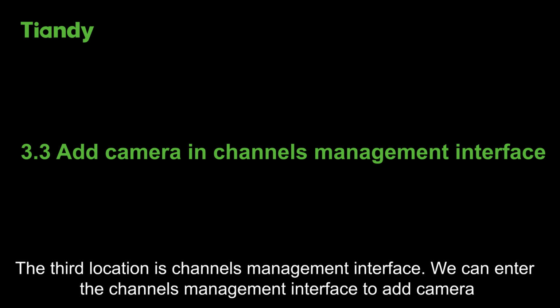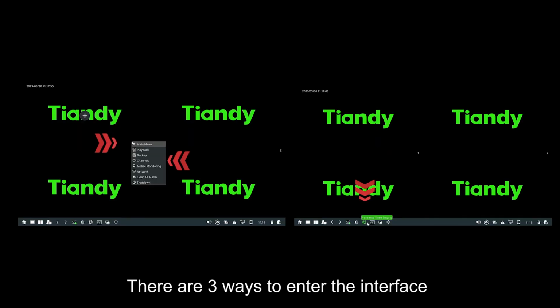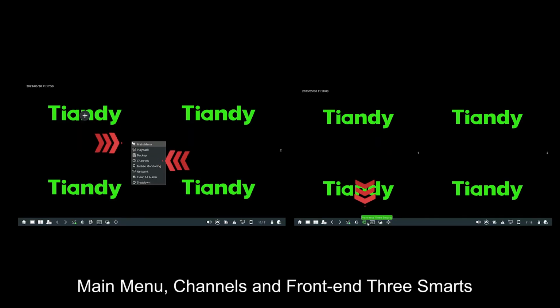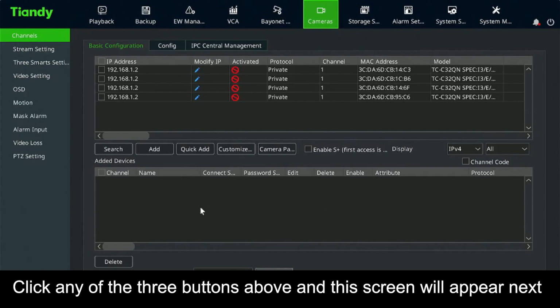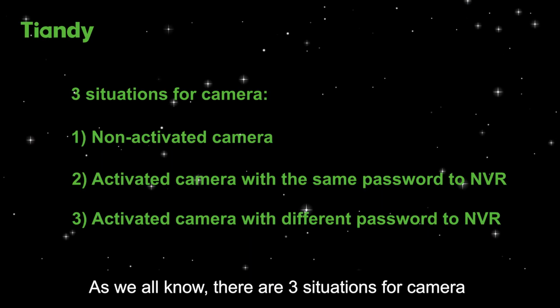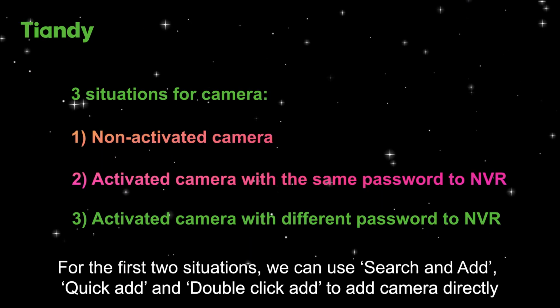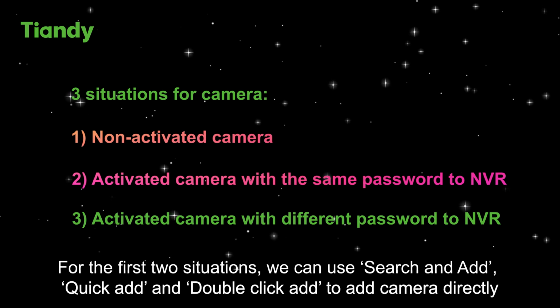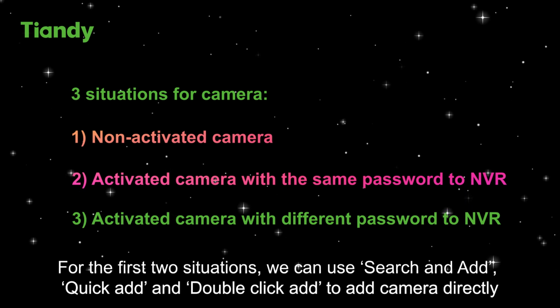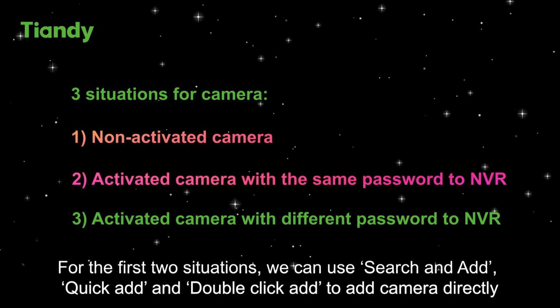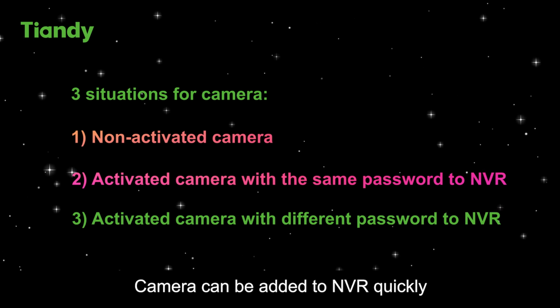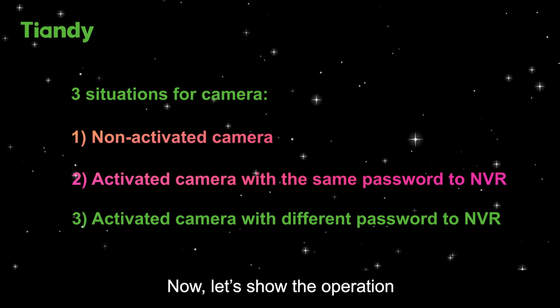The third location is Channels Management interface. We can enter the Channels Management interface to add camera. There are 3 ways to enter the interface: Main Menu, Channels, and Front-end 3 Smarts. Click any of the 3 buttons above and this screen will appear next. As we all know, there are 3 situations for camera. For the first 2 situations, we can use Search and Add, Quick Add, and Double-Click Add to add camera directly. Camera can be added to NVR quickly. Now, let's show the operation.